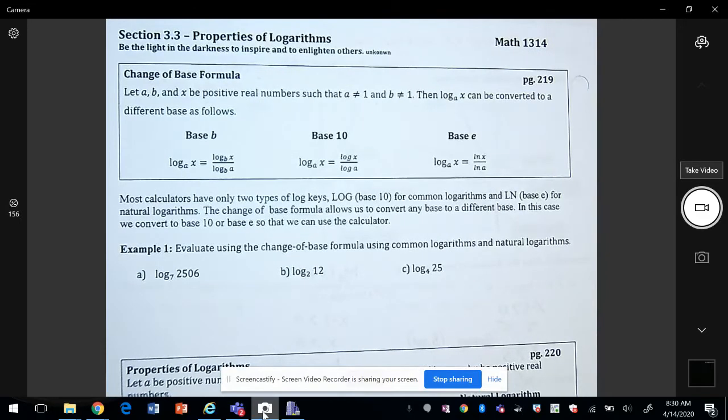Section 3.3 Properties of Logarithms. Be the light in the darkness to inspire and to enlighten others.